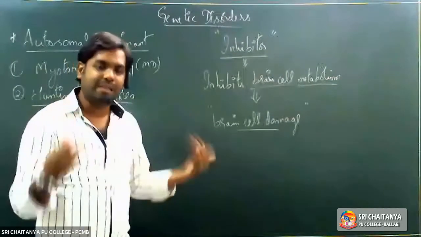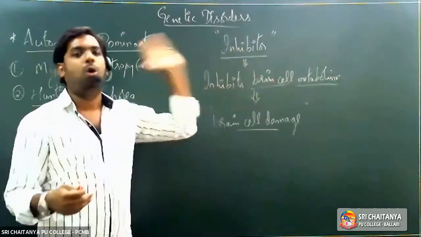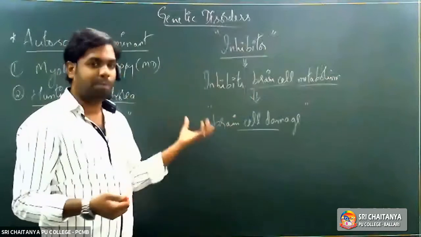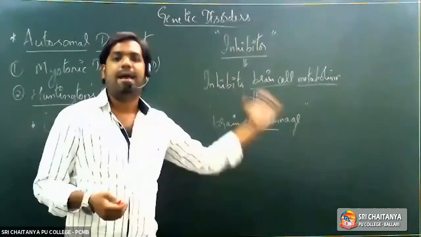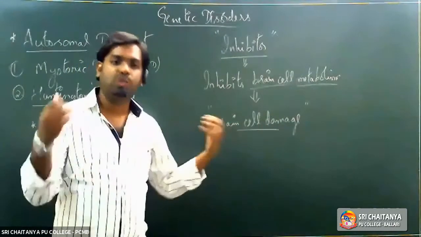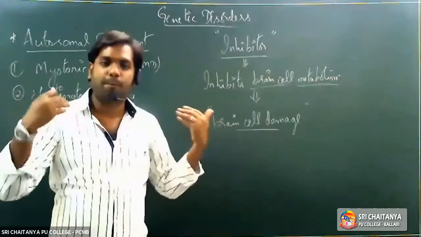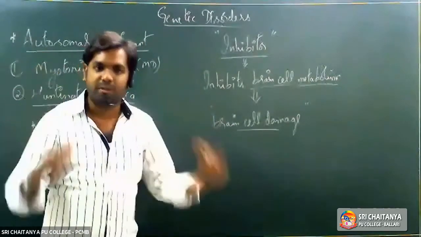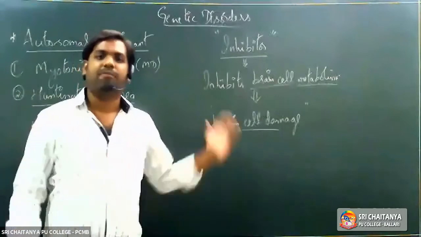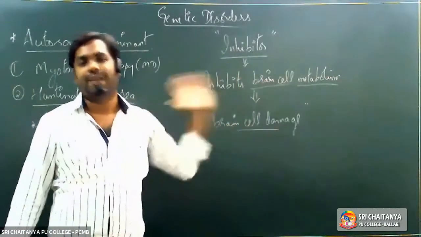Because of this inhibition of brain cell metabolism, over a period of time there would be brain cell damage, as a result of which a person would lose memory, and there would be no proper coordination between different parts of the body as well, finally leading to some sort of mental retardation.